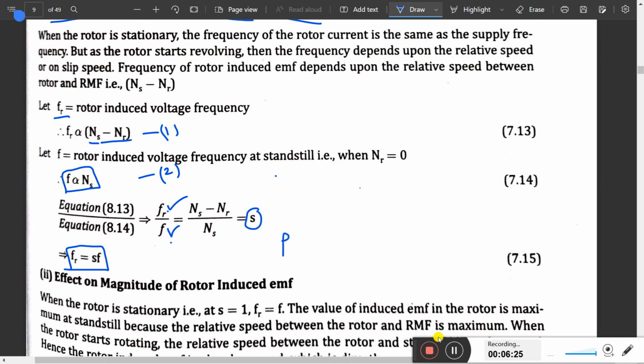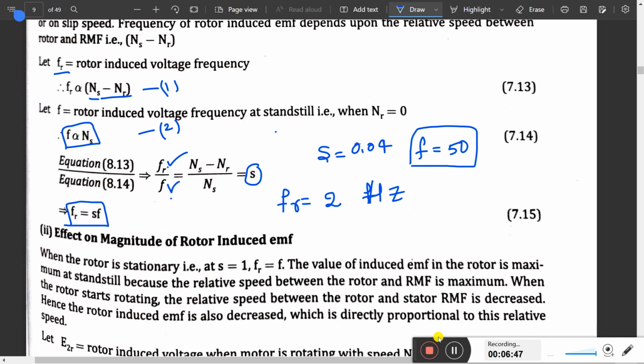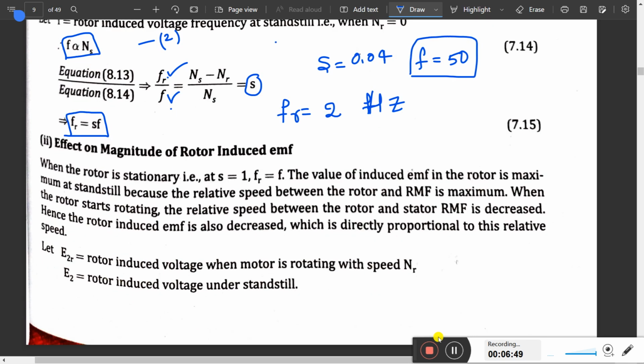For example, if I assume the slip value is 0.04 and the frequency is 50 Hz, and you multiply these two, you will get a rotor frequency of 2 Hz. If the stator frequency is 50 Hz, how much rotor frequency will you get? 2 Hz. That is the effect. And then the effect on the magnitude of the rotor induced EMF.